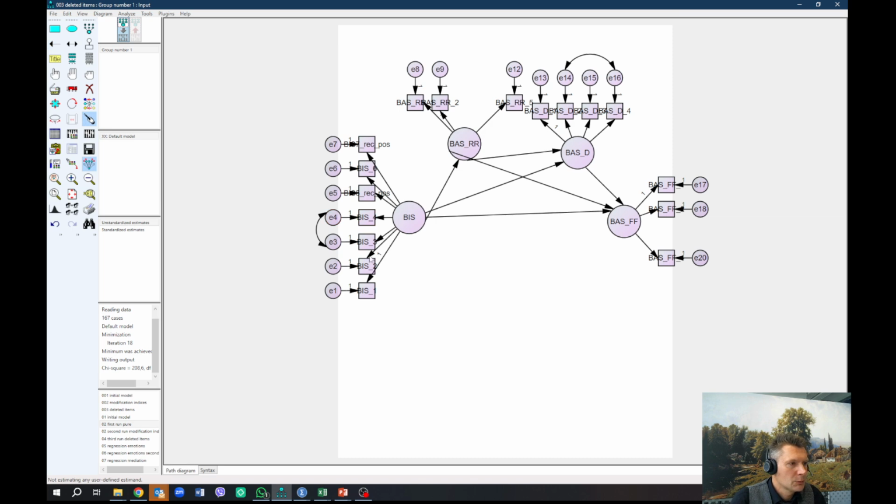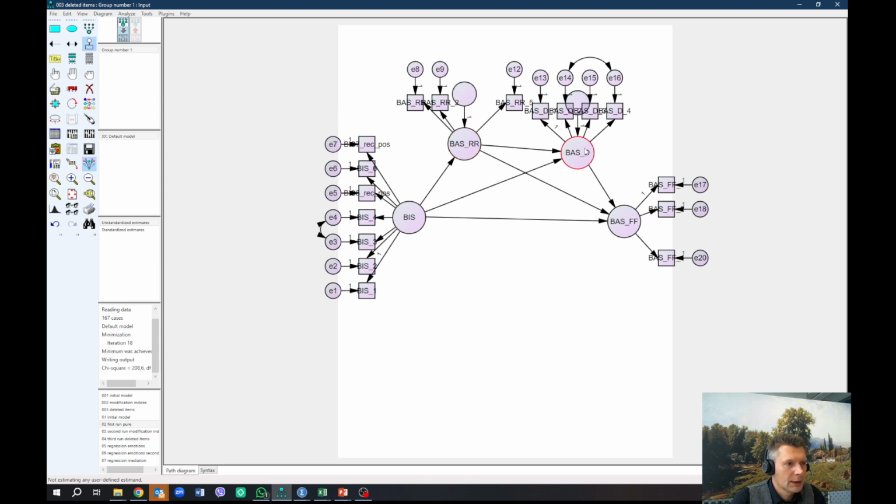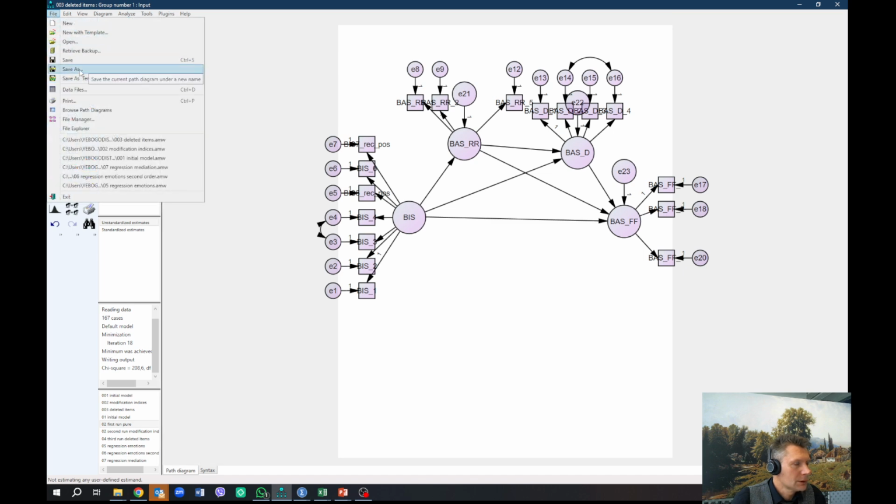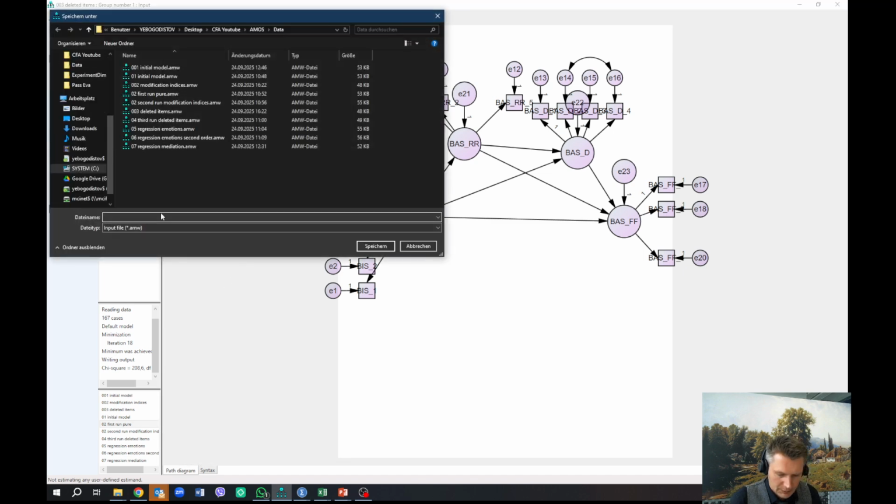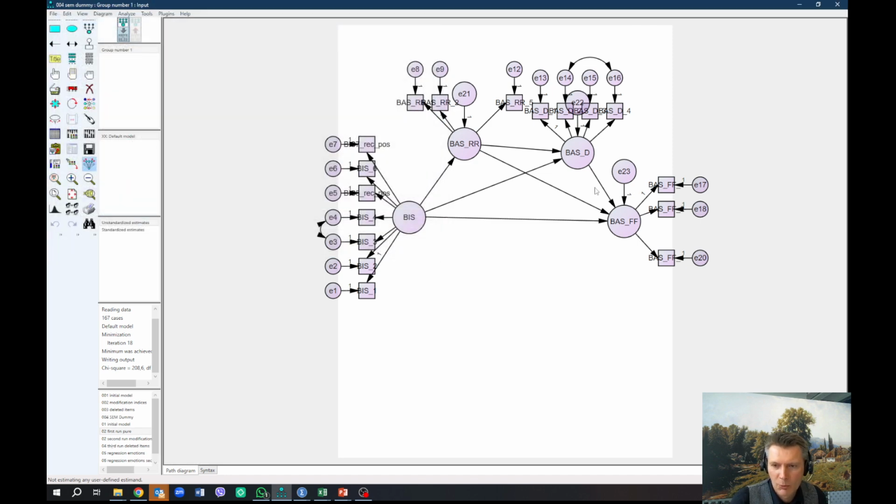And now let's make the model nice with the magic wand. Now we need error terms. Look at this. We have three dependent variables because these variables are dependent. This is the independent variable, so dependent variables should have error terms. And let's name the error terms. Now we save this model. I forgot, I think, to save the previous one, but okay, let's save at least this one, 004, and we call it SEM dummy, so that you understand that it is not a real SEM because the model has no sense from the point of view of theory.